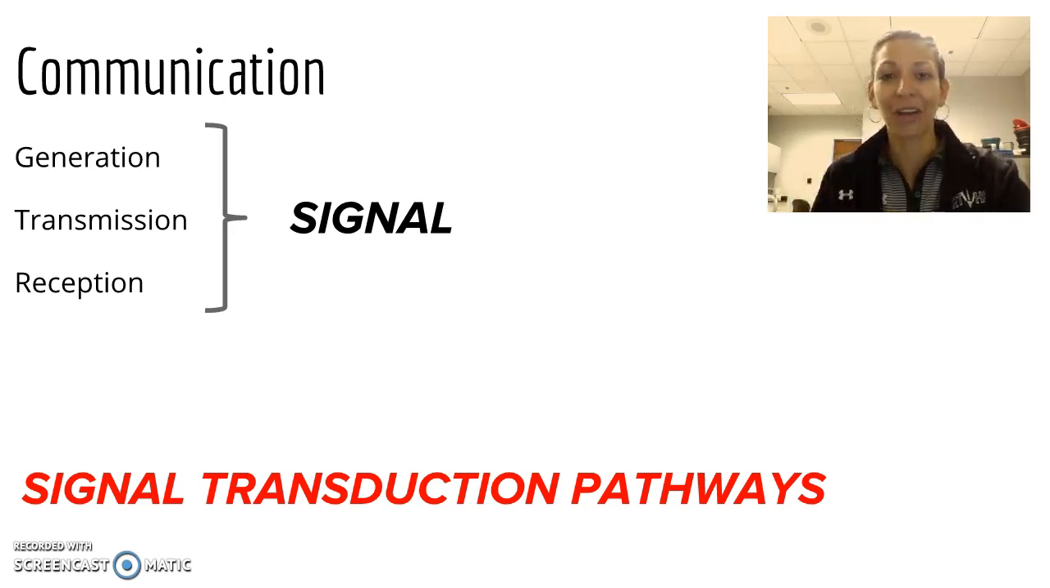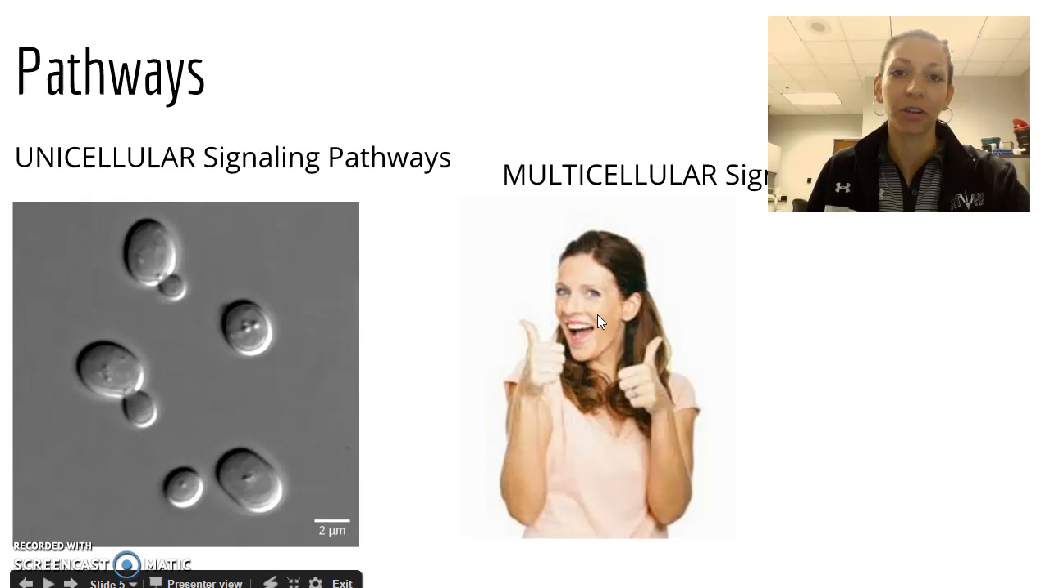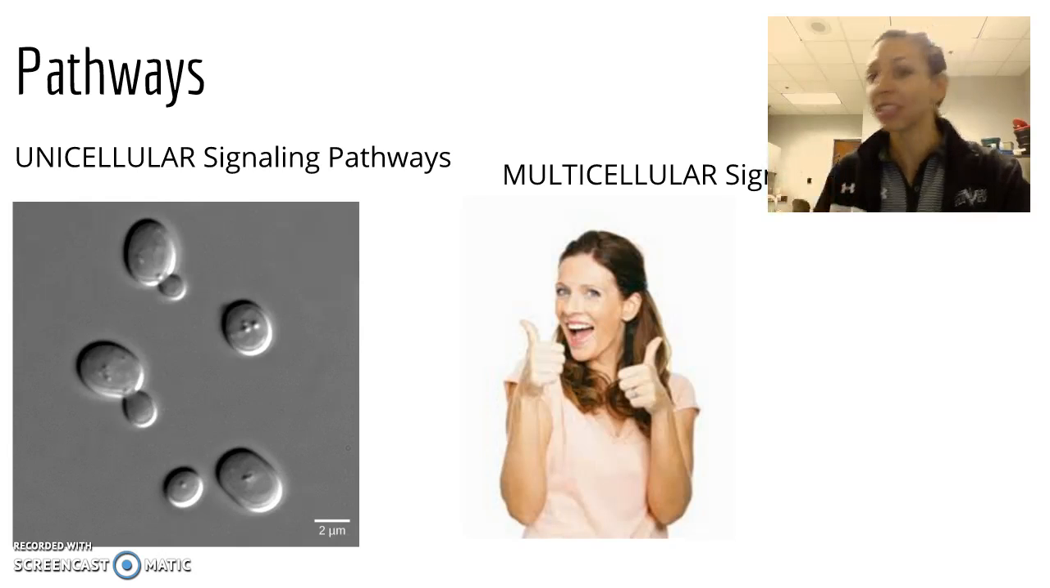Now, signal transduction pathways are really important for continued life of an organism, and they've evolved from a common ancestor. And all organisms have signal transduction pathways, from our unicellular signaling pathways to our multicellular signaling pathways. And again, this is just going to involve the generation of chemical signals in response to either environmental variables or something that will support the functioning of an organism.